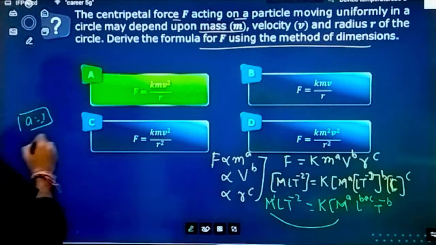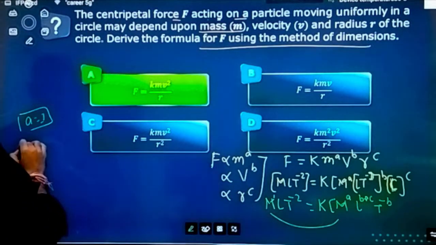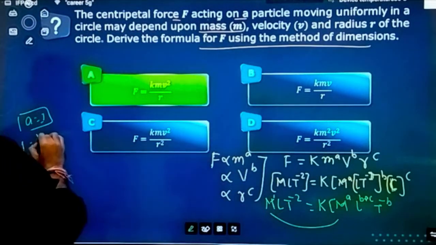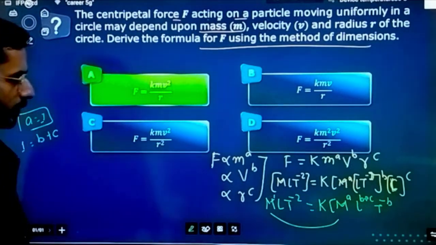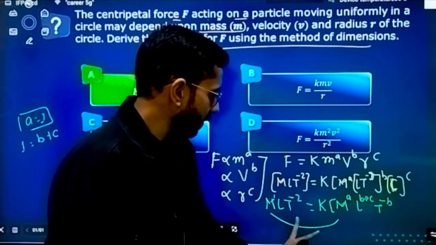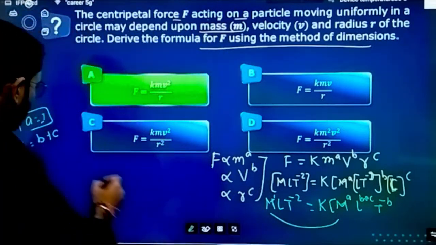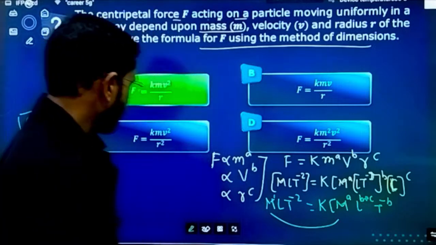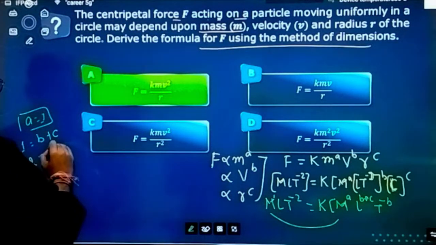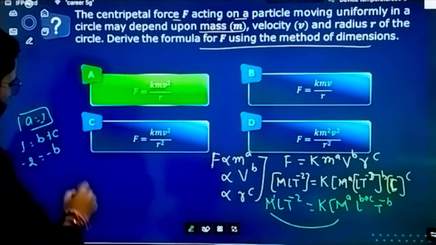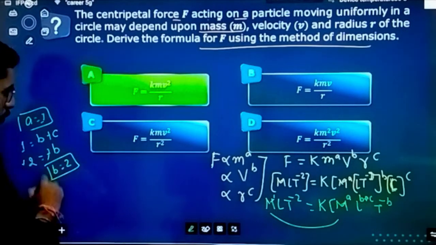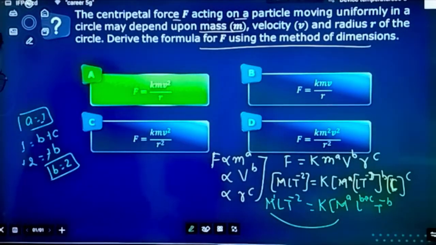Then the second one. What can I say about length? On the LHS, the power of length is equal to 1. On the RHS, what is the power? It is equal to b plus c. Okay. Now, what about time? On the LHS, the power of time is equal to minus 2. On the RHS, the power is equal to minus b. Correct? That is what I can say from here, that b is equal to 2.